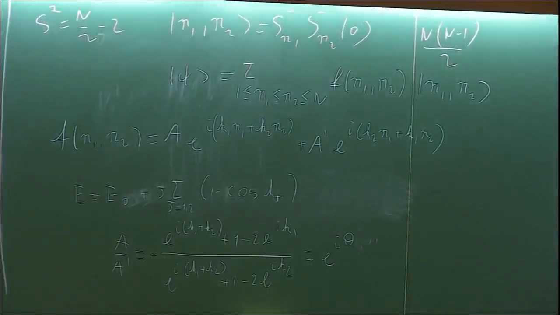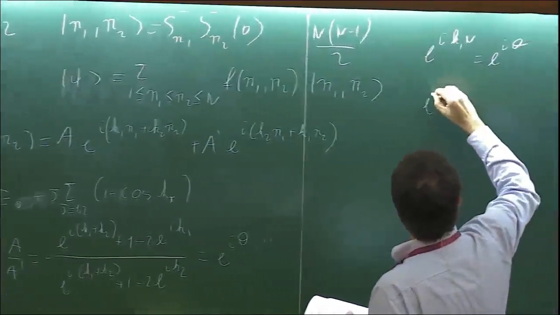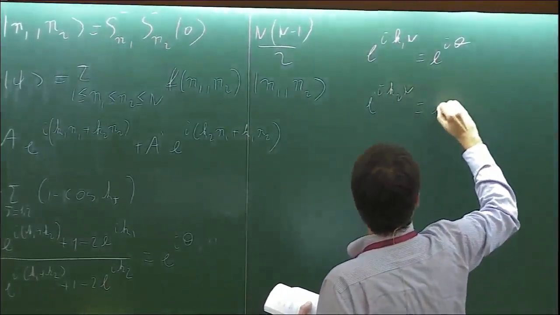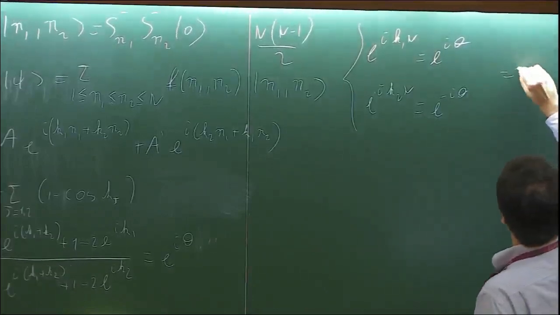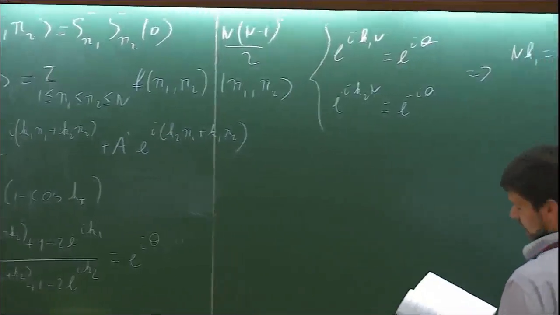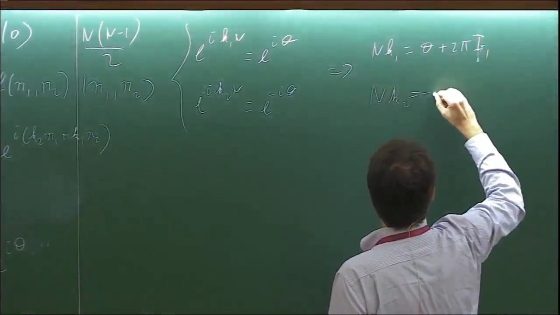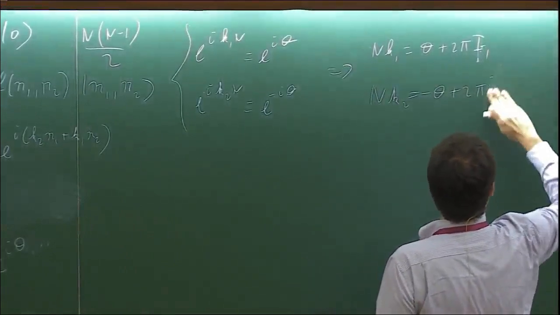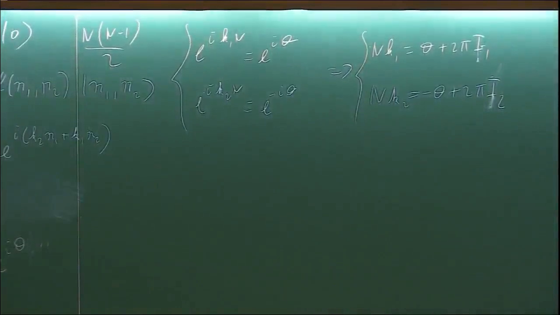So essentially what you need is that e to the i k1 n is equal to e to the i theta, and e to the i k2 n is e to the minus i theta, which means that n k1 is equal to theta plus 2 pi I1, and n k2 is equal to minus theta plus 2 pi I2, with I1 and I2 a priori arbitrary quantum numbers, integer numbers.